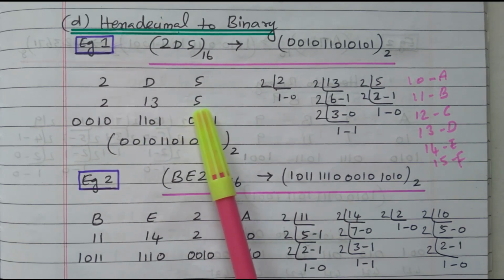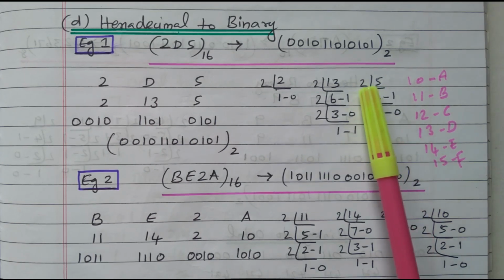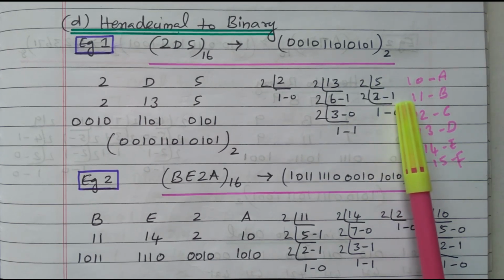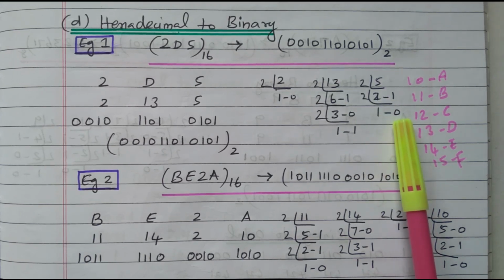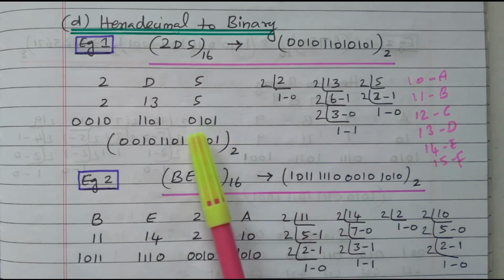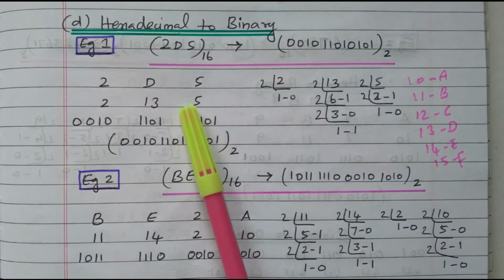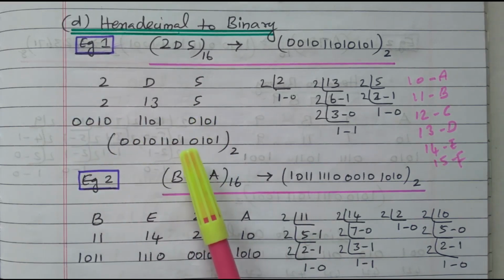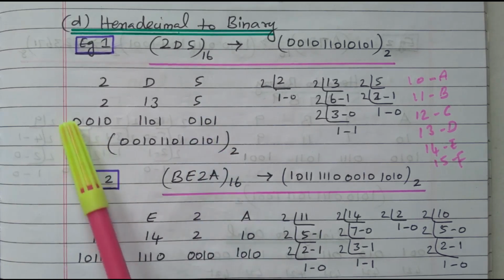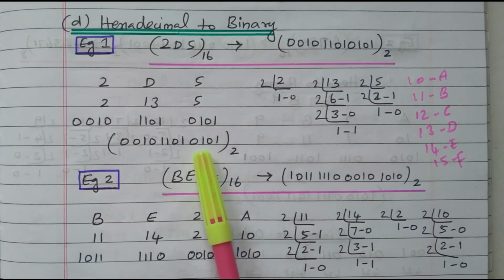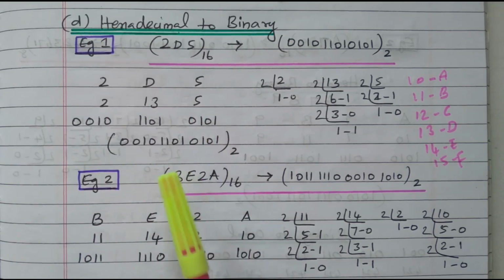Now convert 5 into binary. 5 divided by 2 goes 2 times, balance is 1. 2 divided by 2 goes 1 time, balance is 0. So in reverse order it is 1 0 1. It is very important to add 0 here. If the 0 is not added, the value will change. Here 1 0 1 has only 3 digits, so add 0 to get 0 1 0 1. If the 0 is not added while combining all the digits, the value will change.